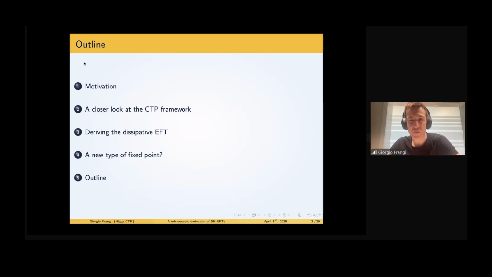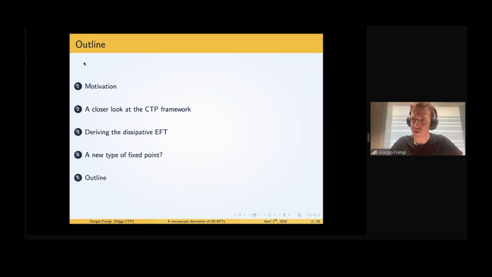In the next part, I want to give a brief review of the closed time path formalism for quantum field theory, both because I do not expect all of you to be super familiar with it, but also because we're going to need some fine print details of it to actually address the problem. The bulk of the talk will be the third section, which is how to derive these dissipative EFTs that I mentioned in the title, and I will mention again in the beginning.